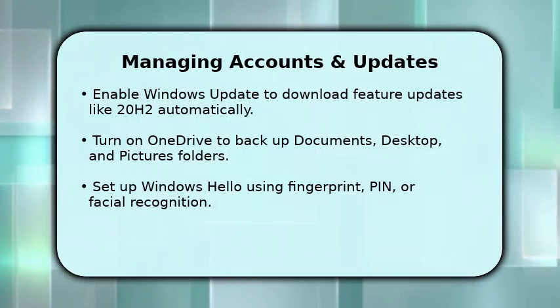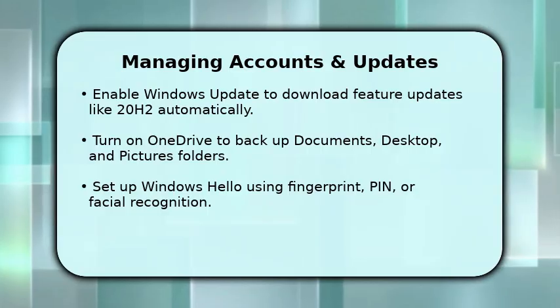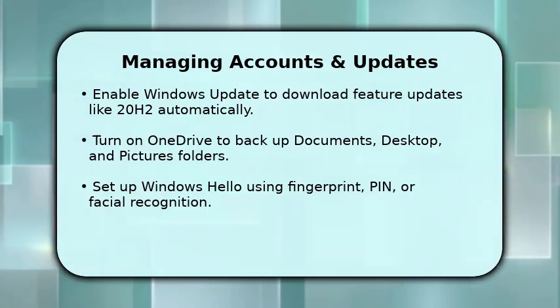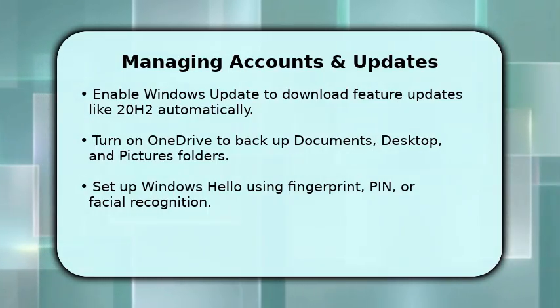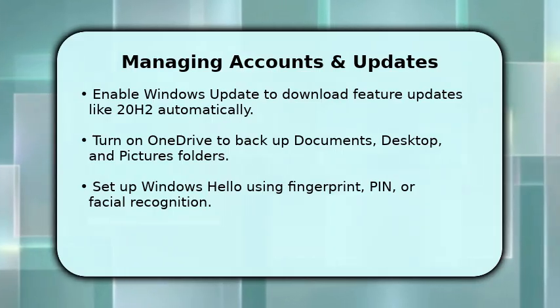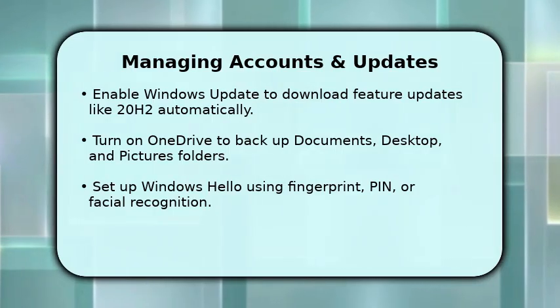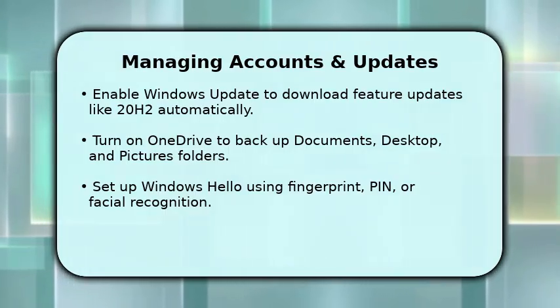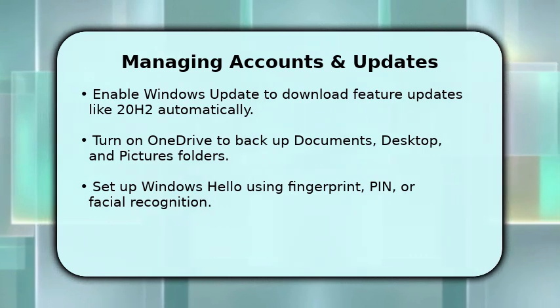Use account settings to add family or work Microsoft accounts for access. Turn on OneDrive to backup documents, desktop, and pictures folders. In sign-in options, set up Windows Hello using fingerprint, PIN, or facial recognition. These choices keep your system current and your data synchronized online.